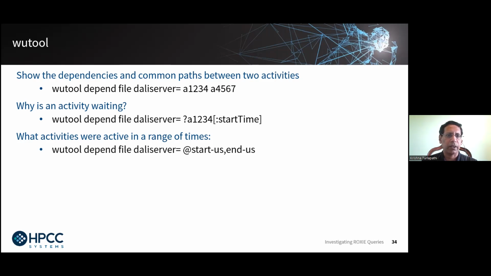In order to identify the dependencies between two activities, you can use the Woo tool dependent file and specify the activities. In order to identify why an activity is waiting, you can use the same Woo tool dependent file and specify the activity and the start time of that. In order to identify what activities were active in a range of time, you can again use the Woo tool dependent file and specify the start and the end times, which is basically your range of time, and to identify the activities.